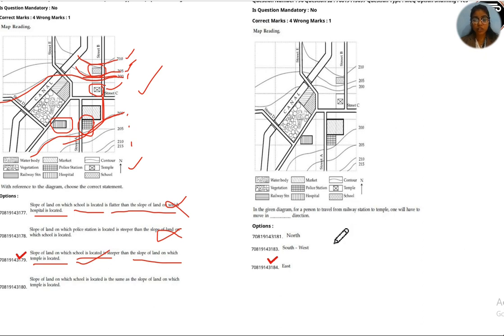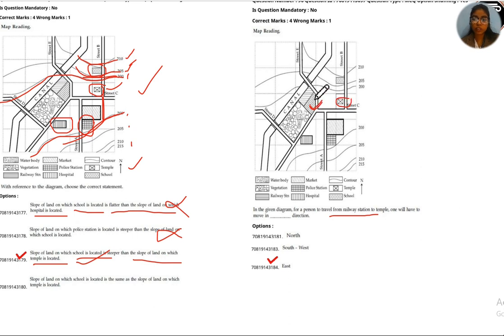Fine. Next question. In the given diagram, for a person to travel from the railway station to the temple, where is the railway station? Railway station to temple. This is your temple. Okay. And this is your railway station. Fine. If a person travels from the railway station to the temple, one will have to move in which direction?